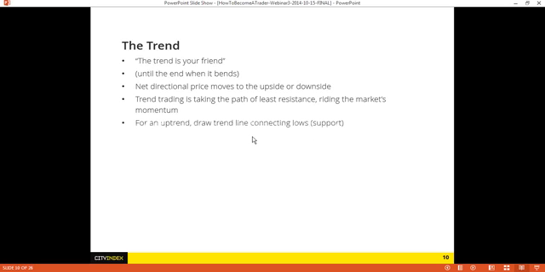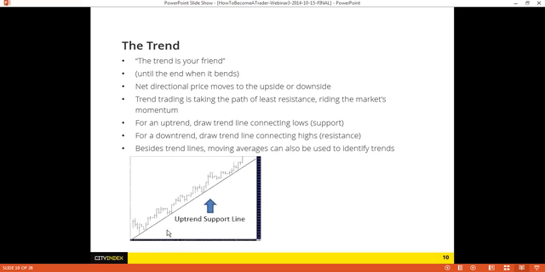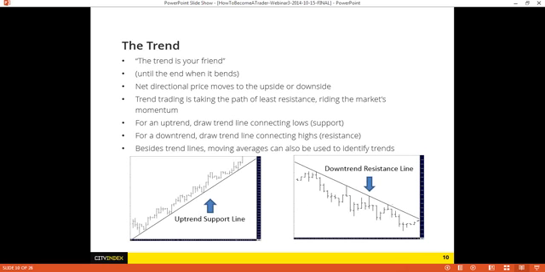Okay, so for an uptrend, we draw a trend line connecting the lows for support, and for a downtrend, we draw trend lines connecting the highs for resistance. So here we have an uptrend support line. This is a very simple, very basic, very powerful tool. I'll show you some of my charts in a minute. This is a downtrend resistance line. That shows a downtrend, we're connecting the highs. In the uptrend, we're connecting the lows. Downtrend, we're connecting the highs.